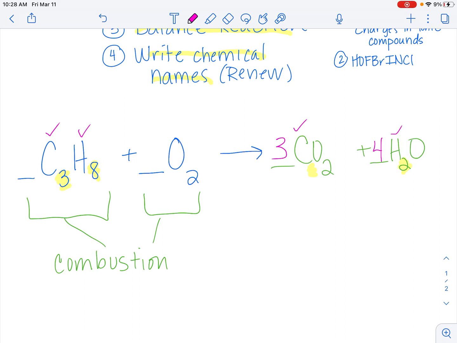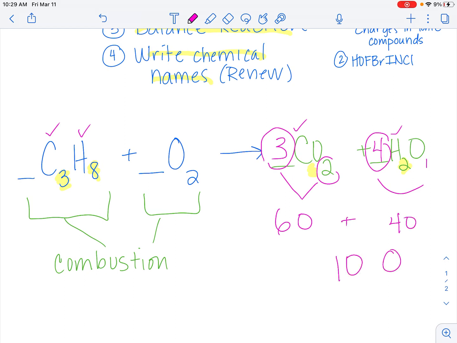All right, the last thing I'm going to balance here is my oxygen. If I look at, on the product side, coefficient of 3, subscript of 2, that is 6 oxygen here. And then in water, I've got 4 times 1, 4 oxygen here. That gives me 10 total oxygen atoms. The best thing to do then is to put a 5 in front of oxygen on my reactant side. And that is an example for combustion.